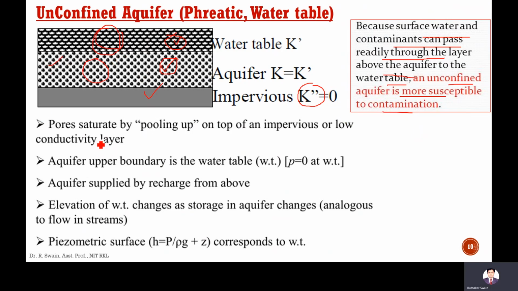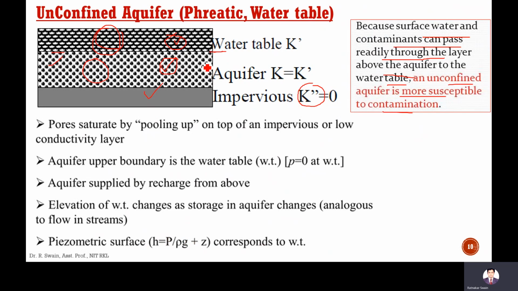The pores are saturated by water pooling on top of the impervious or low conductivity layer. The aquifer's upper boundary is the water table, which means pressure is 0 at the water table. Here there will be no pressure. It is like river flow or stream flow, open channel flow. The elevation of the water table changes as storage in the aquifer changes, analogous to flow in a stream. The piezometric surface H equals P by rho g plus Z, corresponding to this water table.